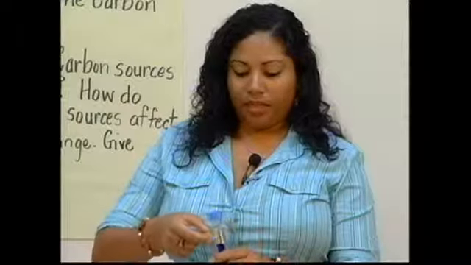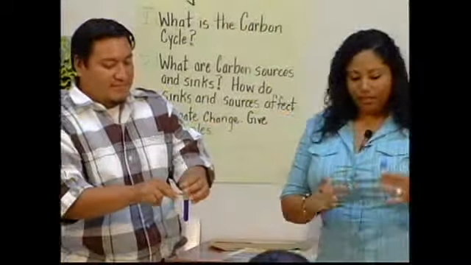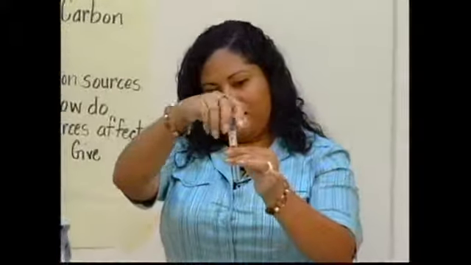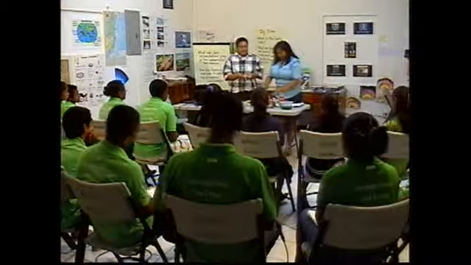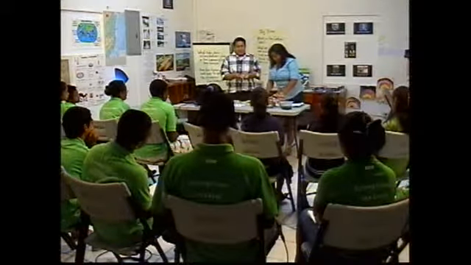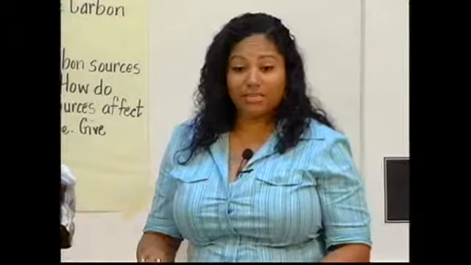Now this is a solution called BTB. And this solution is what we call an indicator. I might need your assistance, Mr. Torres. Here in this test tube labeled V, we have vinegar. Now here we made a little cone shape out of aluminum foil, and in that cone we're going to place some baking soda.